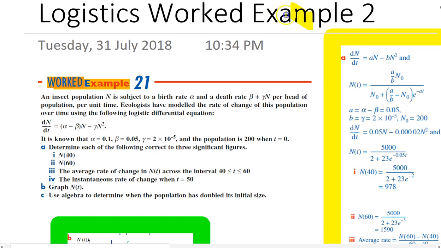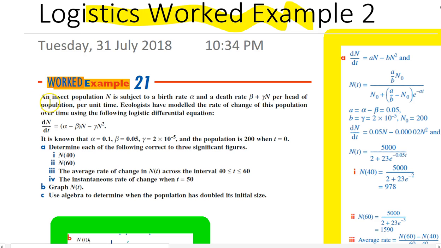All right, so we're just going to work through logistics worked example 2 from your textbook. Now, the last two videos have been pretty heavy going. I think this one's much, much easier. There's probably just going to be a couple of little bits that you want to be careful of.